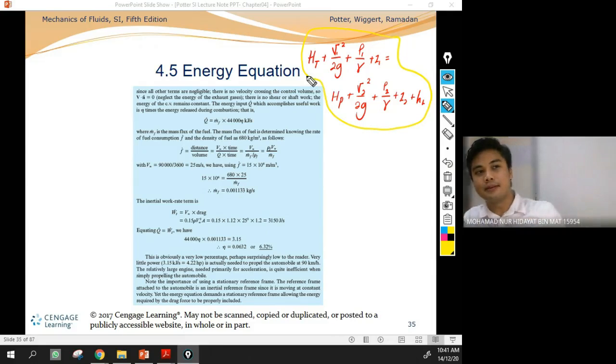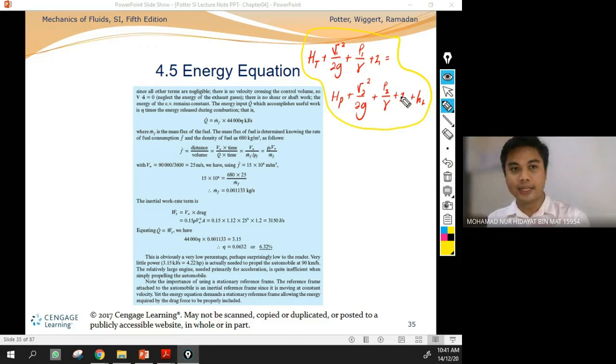It's very simple. When there is no pump, cancel pump. When there is no turbine, cancel turbine. When negligible loss, cancel loss. When the same elevation, cancel Z1 and Z2. When atmospheric pressure, cancel pressure. When the flow is very slow, cancel the velocity.